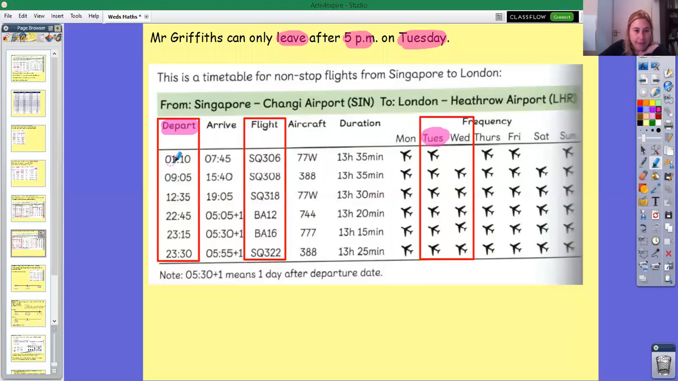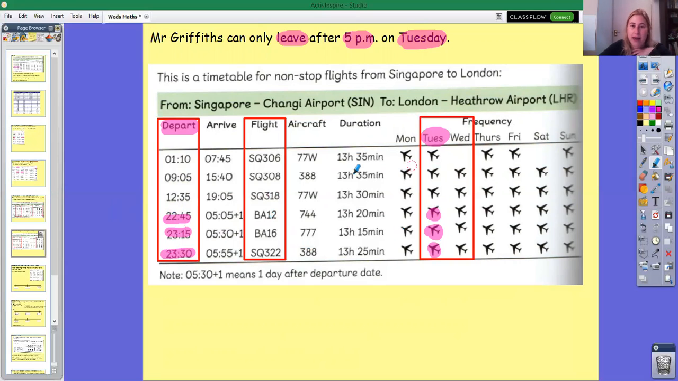So I can see from here that the only flights that depart after 5 p.m. on Tuesday are the late flights, the ones that are in the evening. So we've got those 3 there. We've got no gaps, so we know that those flights are running. So Mr. Griffiths can leave on any of those evening flights.